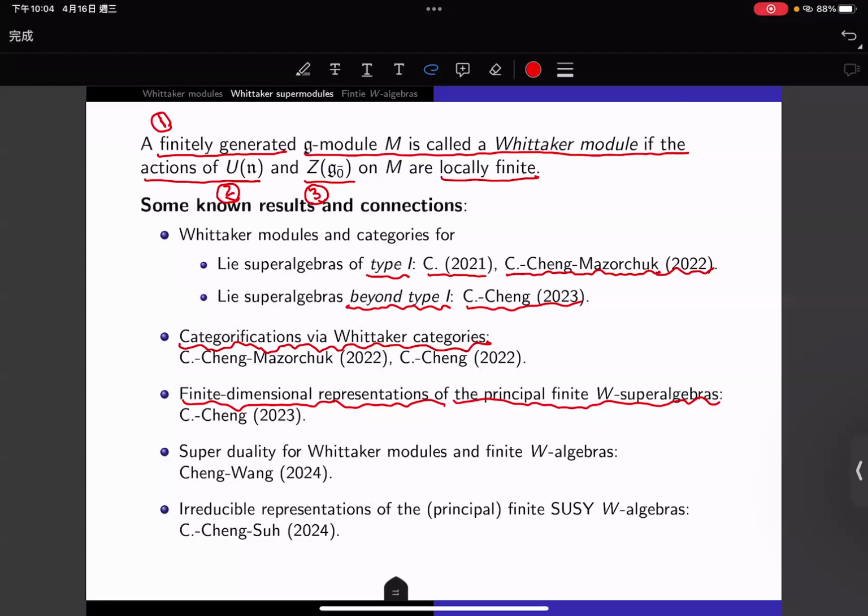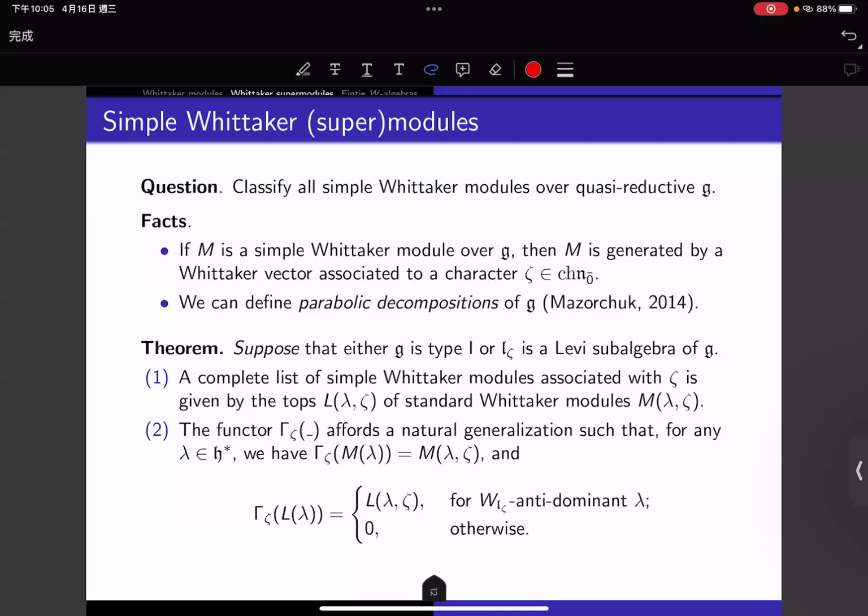And recently there is a version of super duality for Whittaker modules, and finite W-algebra established by Chen and Wei-Chang Wang. And we can also apply Whittaker modules to finite supersymmetric W-algebras. So there are some known results and connections. And now let's go back to the classification of simple Whittaker modules over the superalgebra. So now the basic natural question is to classify all simple Whittaker modules over a quasi-reductive Lie superalgebra.